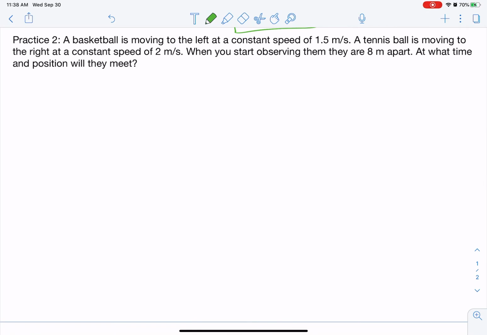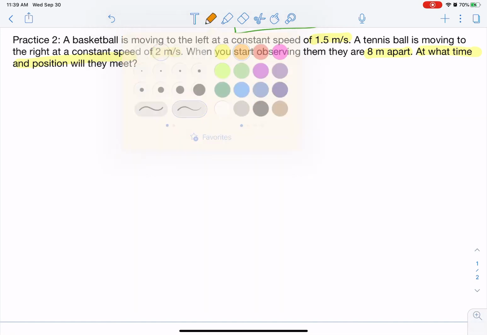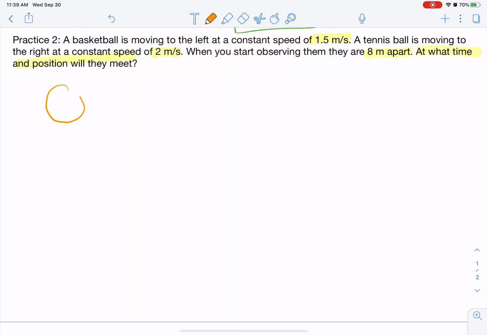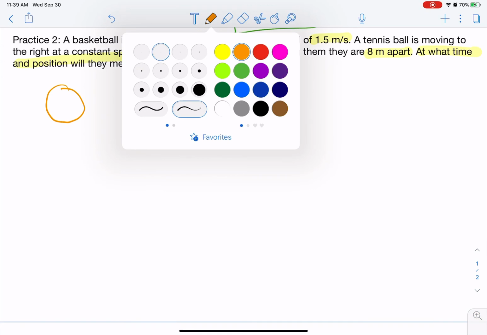We have a basketball moving to the left at a constant speed of 1.5 meters per second. A tennis ball is moving to the right with a constant speed of 2 meters per second. And when you start observing them, they're 8 meters apart. At what time and position will they meet? Okay, so this is one of those two objects meeting situations. And in these situations, I like to start by drawing a sketch. So this is my basketball, and this is my tennis ball.